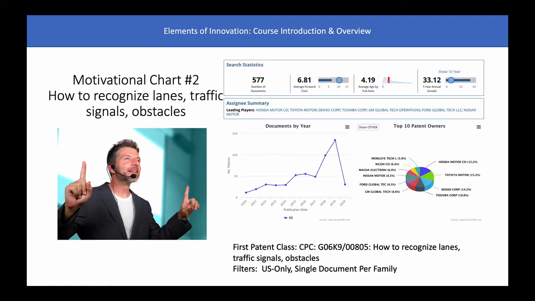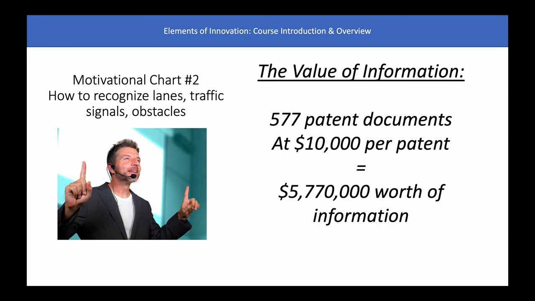But that's not all. I have a second motivational chart under the patent classification of how to recognize lanes, traffic signals, and obstacles. Under this class, we have another 577 documents to look at. And once again, you can see a very fast acceleration of filings in recent years. Using our same calculation as before, 577 times $10,000, we have over $5 million worth of information. Wouldn't it be interesting to find out what's in those 577 documents?